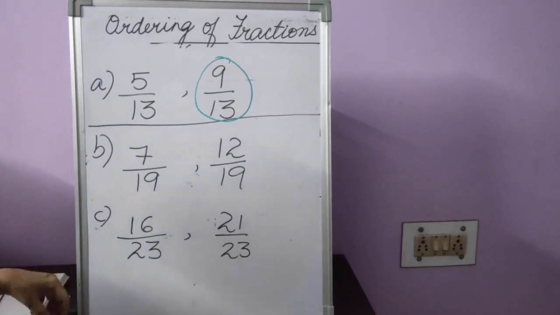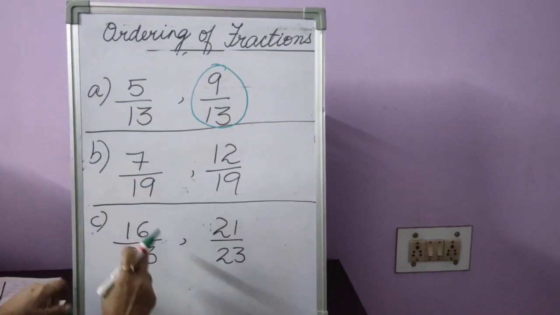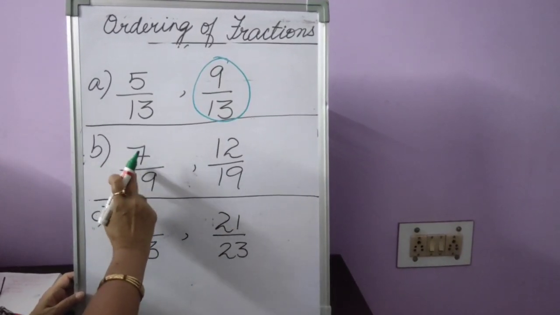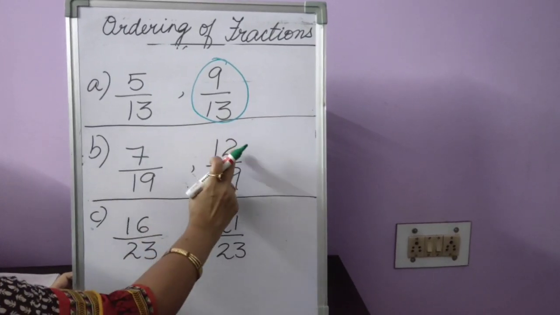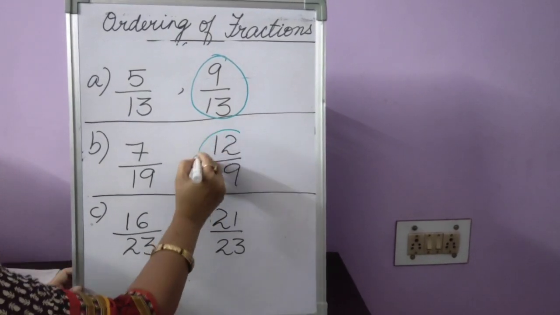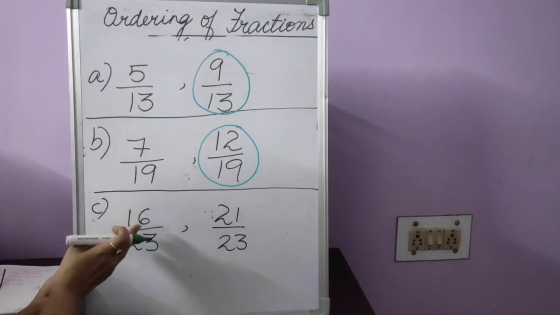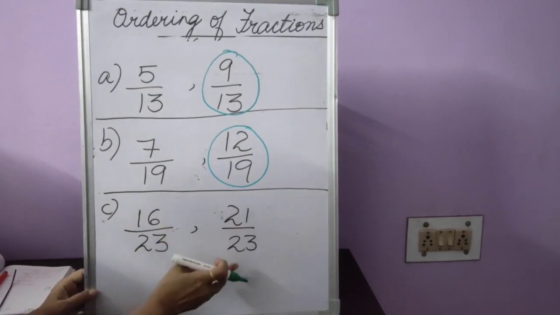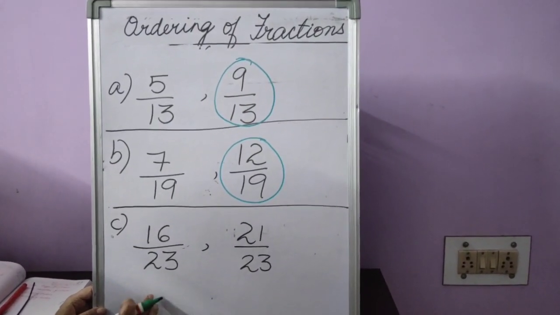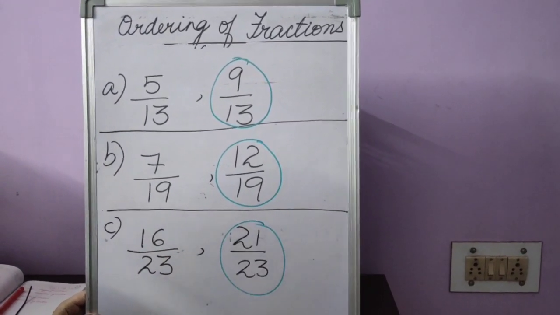Now let's come to the second sum. Now if we look at the second sum, again 7 upon 19, 12 upon 19. What is same? Denominators. Look at again the numerators. 7 and 12. Which is bigger? 12. So 12 upon 19 is the bigger fraction. Now look at the third sum. 16 upon 23, 21 upon 23. Again what is same? Same denominators. Which is big over here? 21. So this is the bigger fraction.